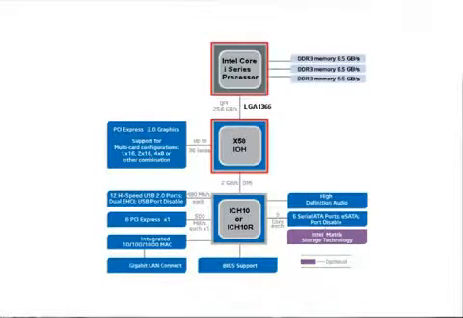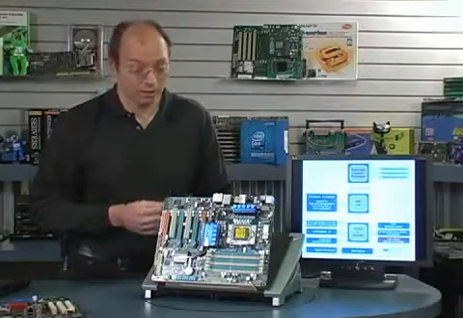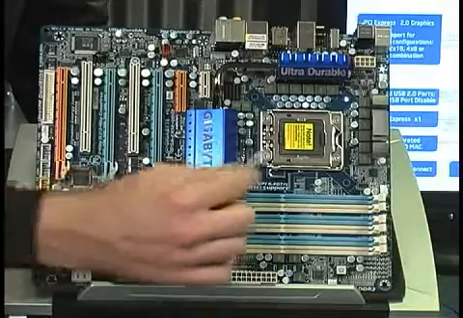Now, this Northbridge to processor connection is called QPI from Intel. That's Quick Path Interconnect. And that supports a very high performance bandwidth of over 25 gigabytes per second transfer rate. So that's an extremely high performance connection between this Northbridge and the processor.